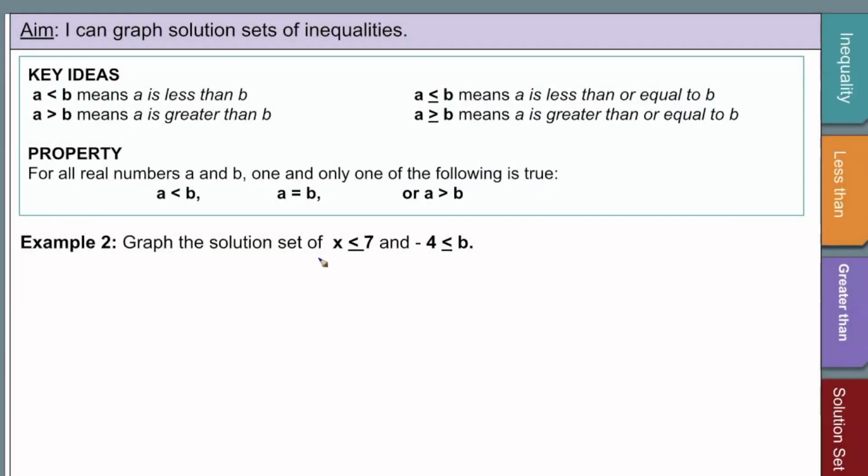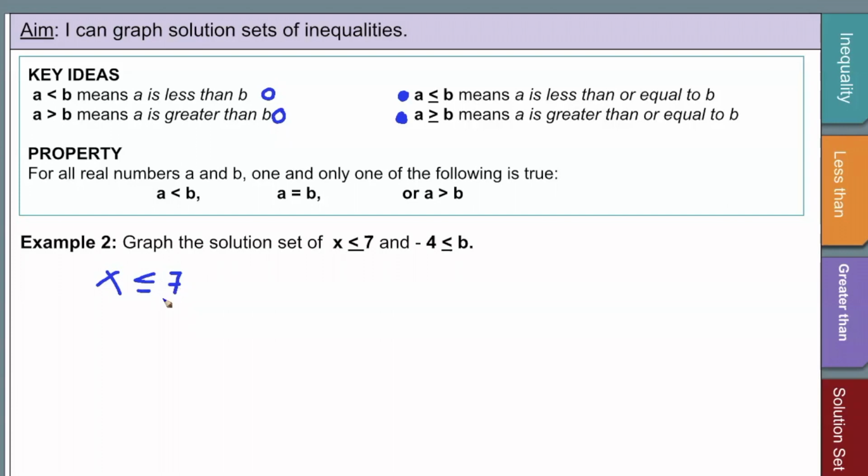Let us look at example number 2. Graph the solution set of x less than or equal to 7 and -4 less than or equal to b. Notice that this time we are using less than or equal to and greater than or equal to, so we will be using a dot or a closed circle, which means that the endpoint is part of the solution set. Graph the solution set of x less than or equal to 7.